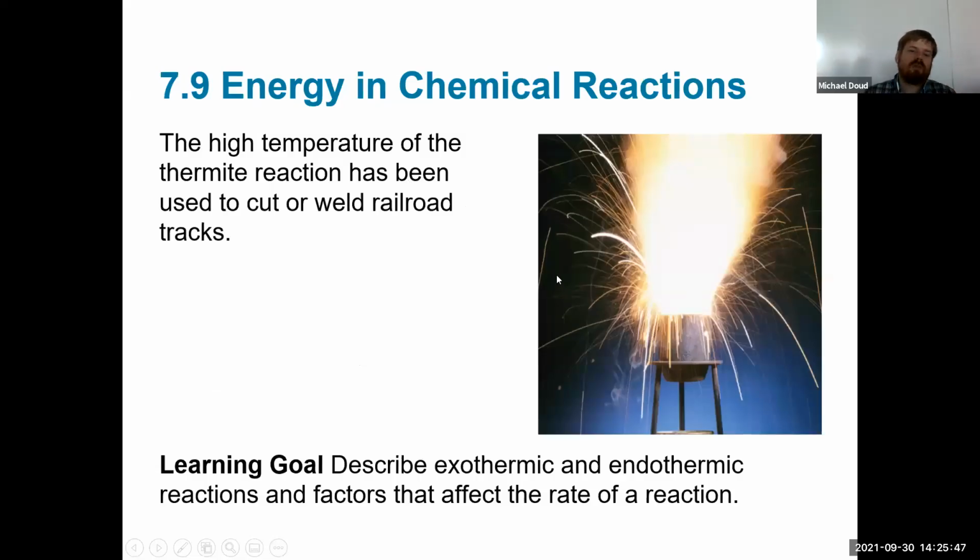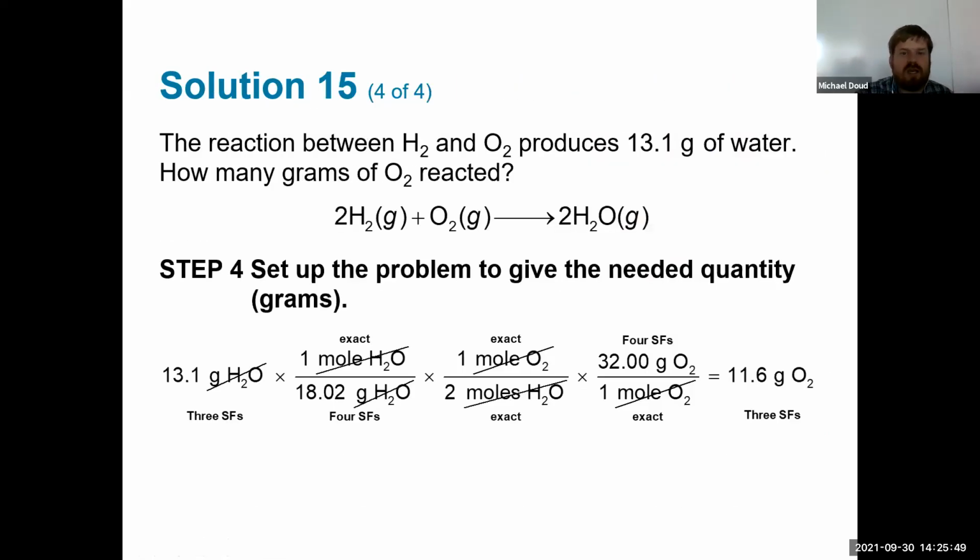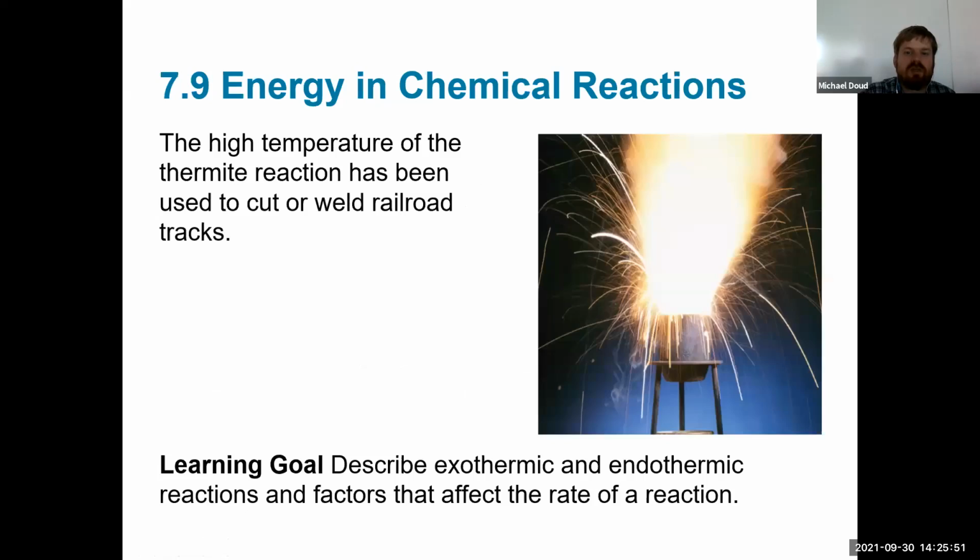Okay, so those are the examples of mass-mass conversions that we can do. Now, the other part of chemistry that we need to keep in mind is how energy interacts with chemical reactions. This here is an example of a sample reaction called the thermite reaction that sparks up very hot. And this has been used to weld railroad tracks together. So that's a way to get the iron really hot in railroad tracks and then actually melt it together.